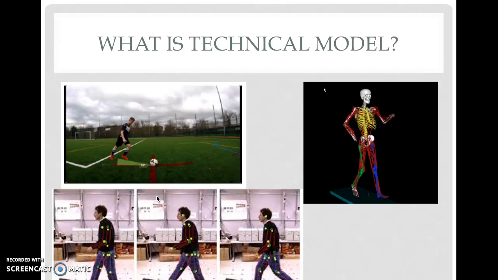Compared to notational analysis, the technical model is more subjective because the managers and coaches will have an opinion of what is working, what isn't, where it is and what isn't. Whereas notational analysis is more factual and objective.